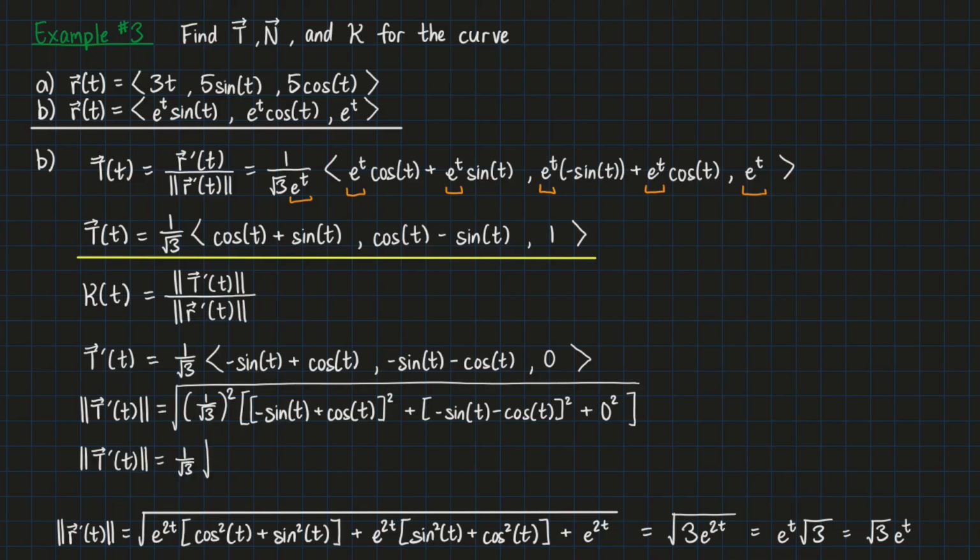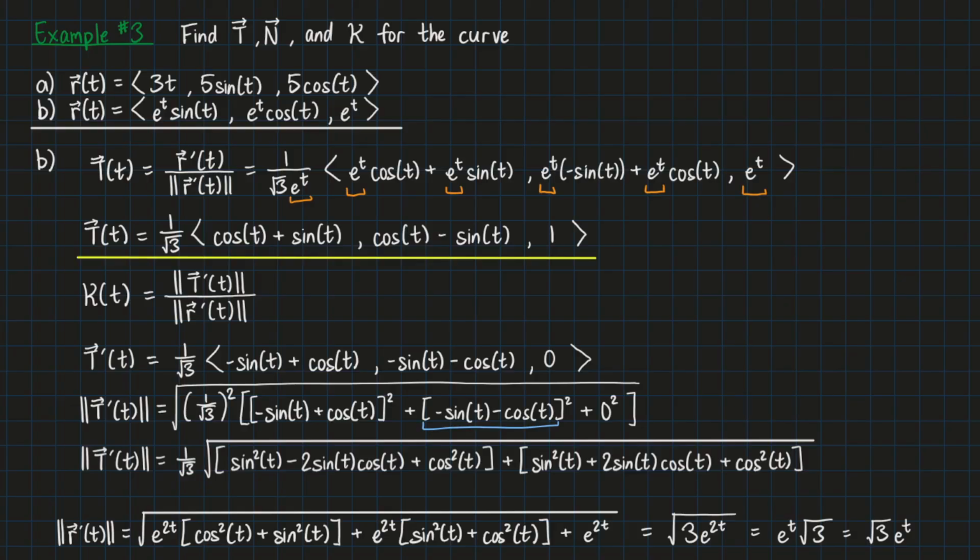Inside the square root, we are squaring this term. This becomes sine squared of t minus 2 times sine of t times cosine of t plus cosine squared of t. Then we add that to the square of this term. That becomes sine squared of t plus 2 sine t cosine t plus cosine squared of t. These two terms will cancel out. Inside both brackets, we're left with a sine squared of t plus cosine squared of t. And we should be left with a 1 in each bracket. So the magnitude of T prime of t equals rad 2 over rad 3.